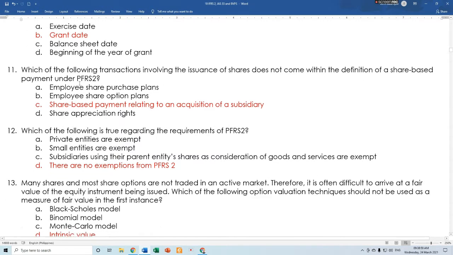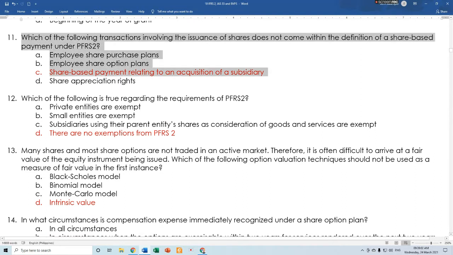Next, number 11. Which of the following transactions involving the issuance of shares does not come within the definition of a share-based payment under IFRS 2? Okay, so hanapin natin yung hindi pasok. Di ba dalawa lang naman yung exception? Yung number 1, yung related sa acquisition ng subsidiary in a business combination, basta business combination, IFRS 3. Tapos number 2 is yung mga relating sa commodity derivative transactions or commodity hedges, ganyan. So, ang sagot ay letter C. Okay? Yun lang naman yung sure na sure dyan eh.